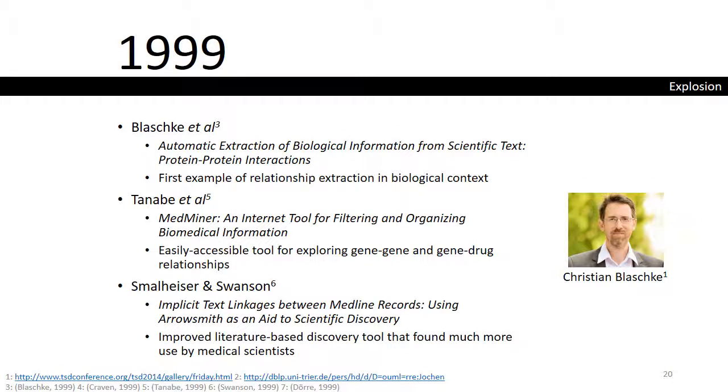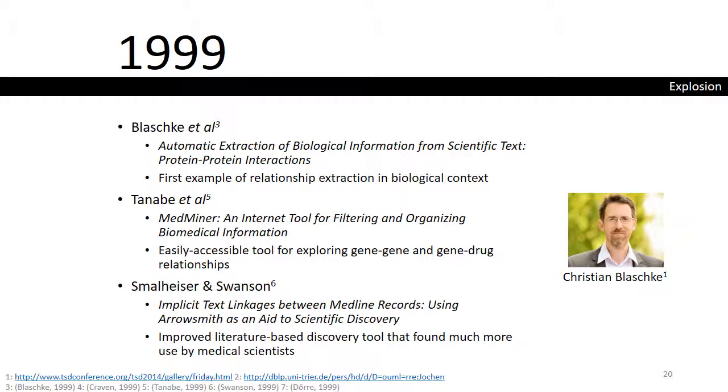So we see the first example here is Blaschke, and that's the relationship of information extraction. We already had a good idea of named entity recognition, but now we need to find the relationships between the names and entities, and refine that a bit more, which is what Blaschke did.